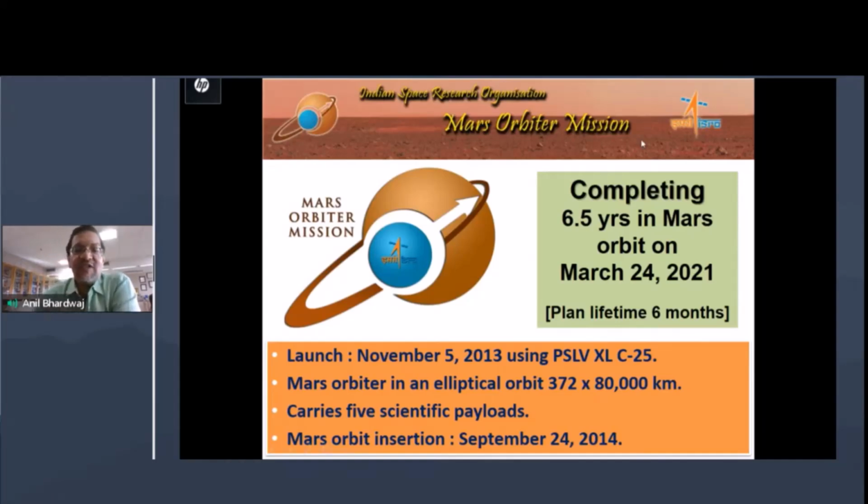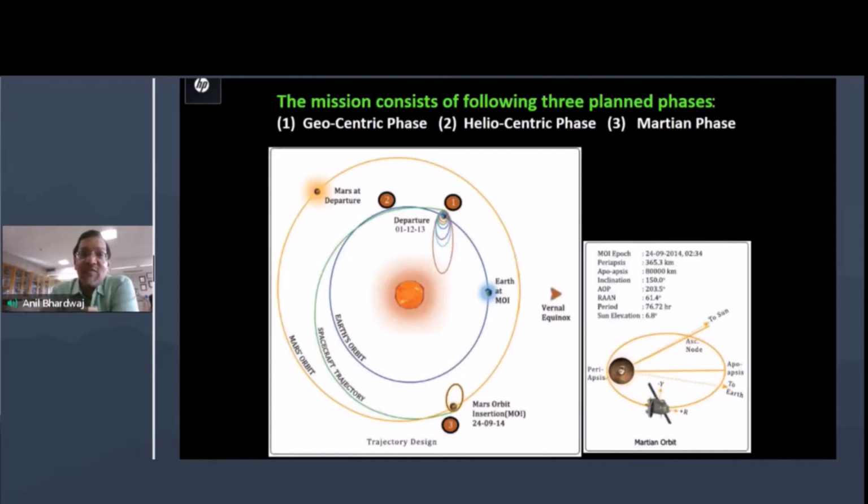This is one such mission from India, called the Mars Orbiter Mission, or MOM, launched on 5th of November 2013, remember that, using PSLV, and it got inserted into orbit on 24th of September. So it took almost 10 months from Earth to reach Mars. It was a 10-month journey, but after even that journey, it has now been working around Mars for 6.5 years, or close to 7 years, you can say now.